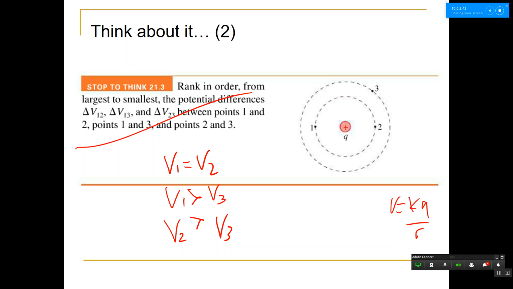Potential energy, we have no idea because we don't know what kind of charge you put there. Exactly, because remember that's that second Q in the formula.